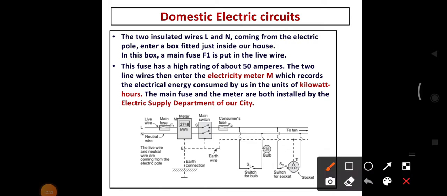So up to this I explained that the two wires, live wire and neutral wire, and the main fuse is connected to the live wire. Then the live and neutral wires enter into the electricity meter board. Here the electrical energy is measured in kilowatt hour, and the main fuse and meter box are installed only by the electric supply department of our city.